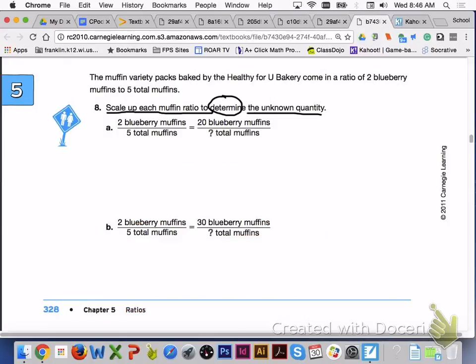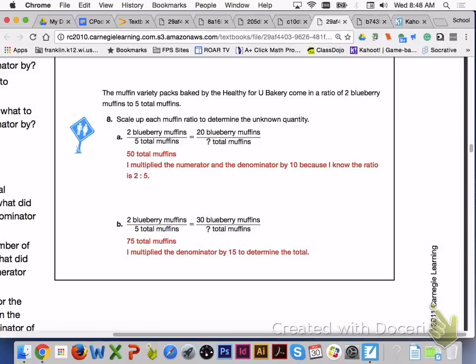The muffin variety packs baked by the Healthy For You bakery come in a ratio of 2 blueberry muffins to 5 total muffins. Please answer number 8, letters A through F, with your group members. For number 8, letter A, you will have 50 total muffins. Your scaling up factor is going to be 10. For letter B, 75 total muffins. Your scaling up factor is going to be 15.